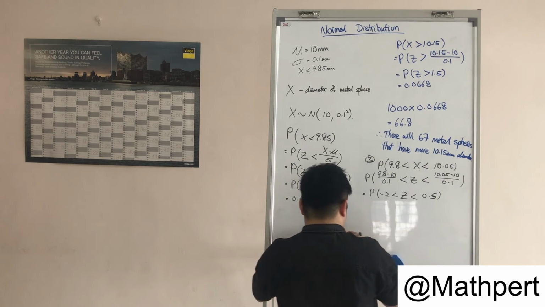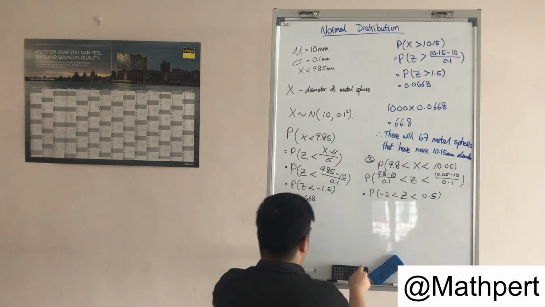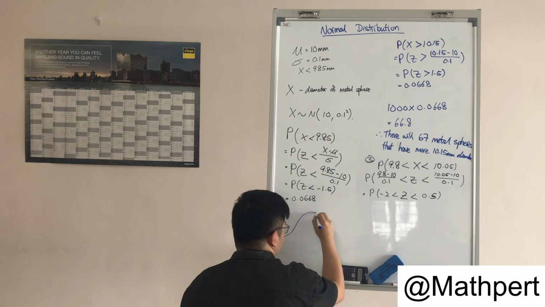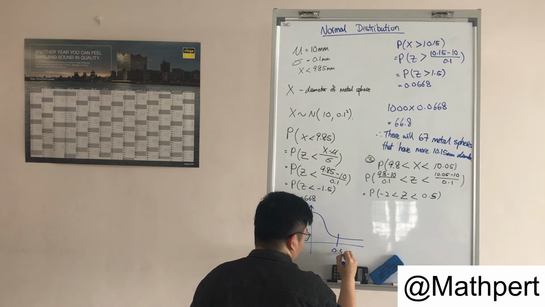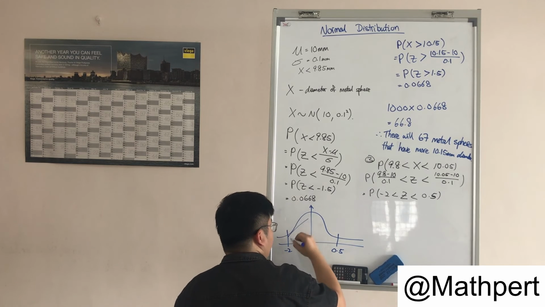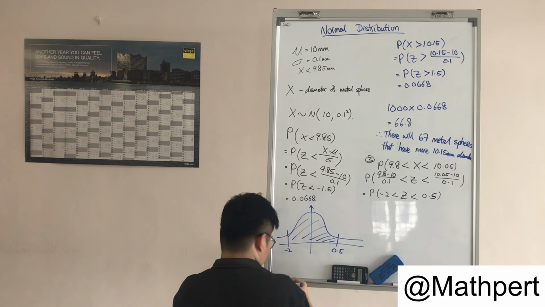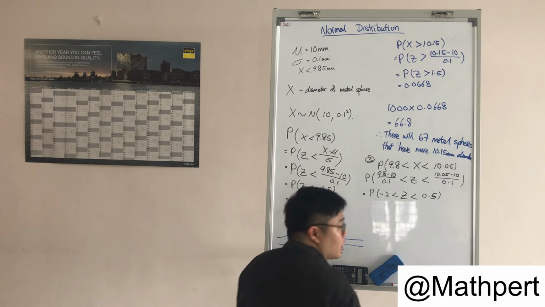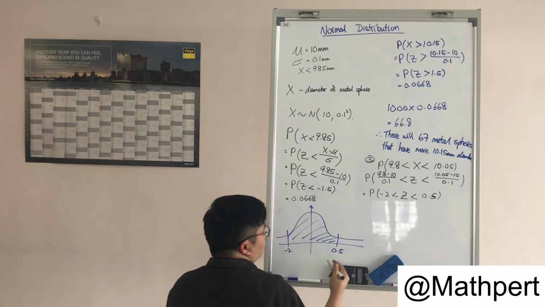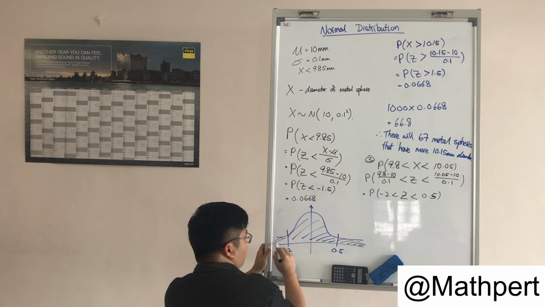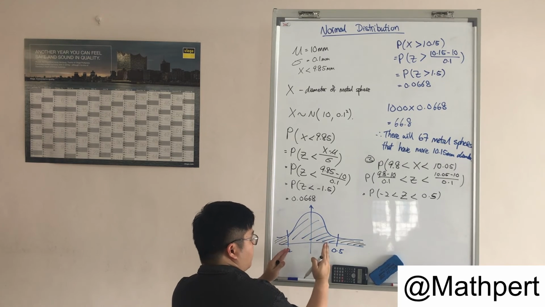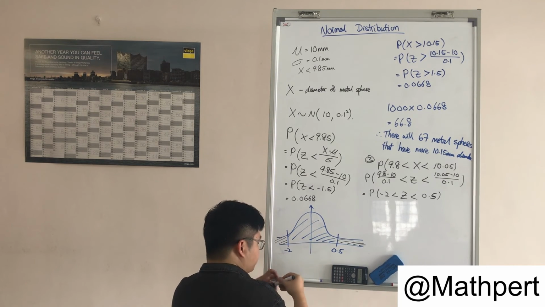Right? So how do we find the probability here? Let's take a look at this graph over here. This is negative 2, this is 0.5. We are asked to find the area over here. However, according to the standard normal distribution table, they only give us the area over here for 0.5 and the area over here for negative 2. So how do we find the area in between negative 2 and 0.5?